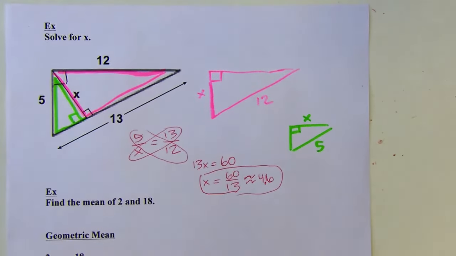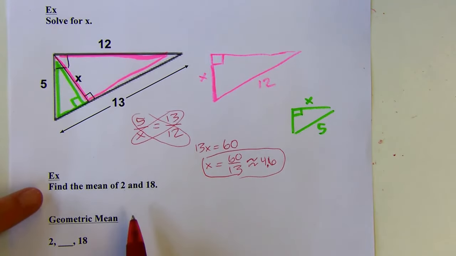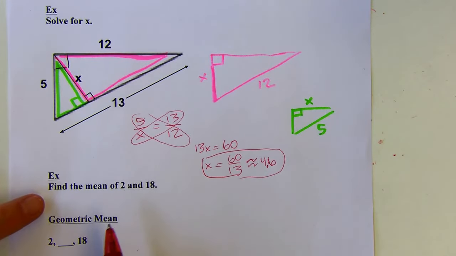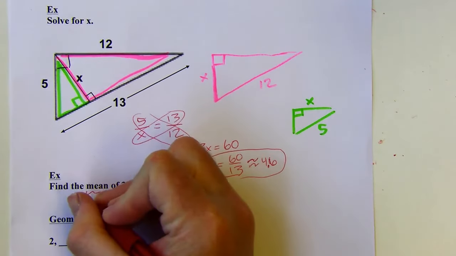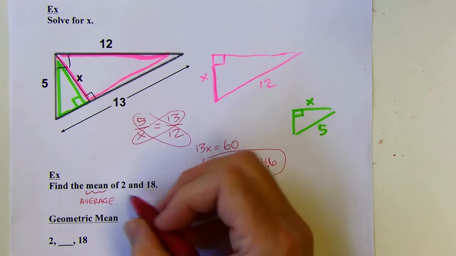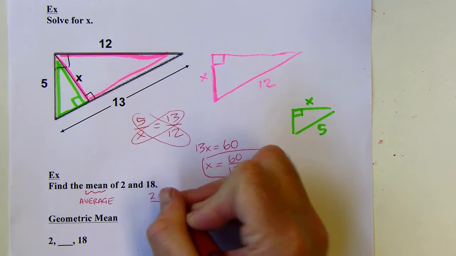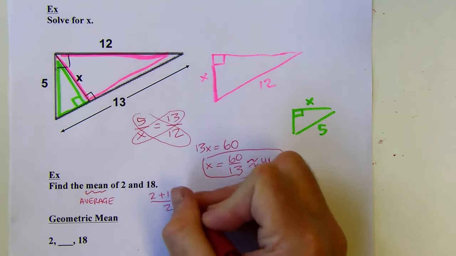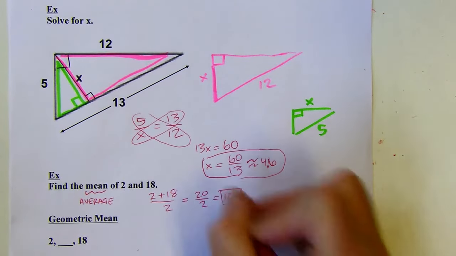Okay, all right. So moving on, I'm going to go in a different direction for a sec, but this is actually going to tie in. All right, so you've probably seen problems where you're asked to find the mean of two numbers. So the mean is the average. Okay, so if I wanted to average 2 and 18, I would add them together and then divide by how many of them there are. There's 2 of them. So the mean there is going to be 10.